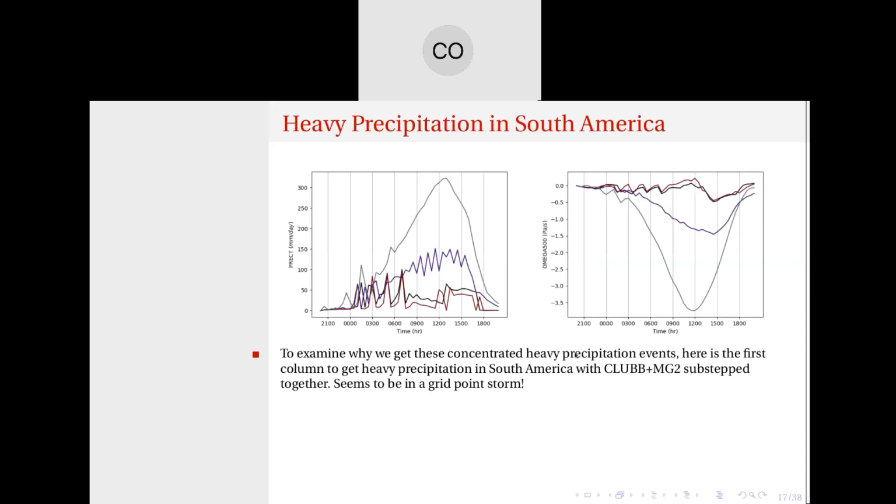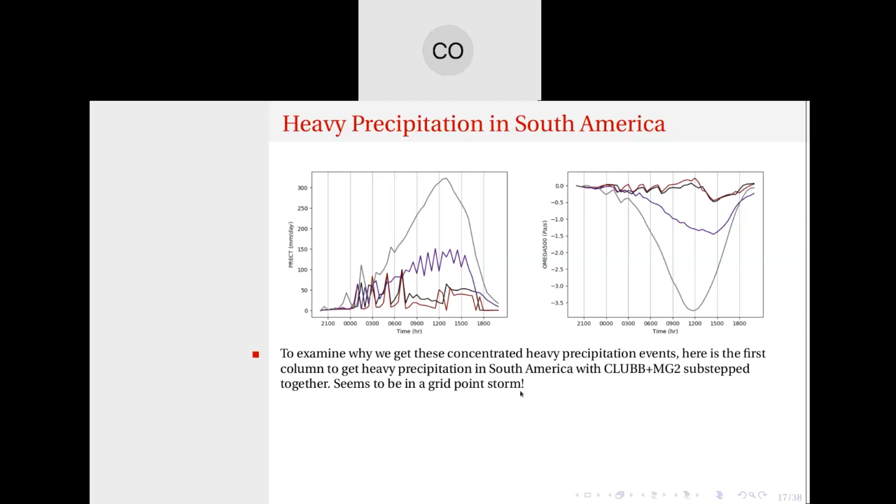To talk a little bit about why we get these concentrated heavy precipitation events and why they seem to be occurring specifically over land, we looked at basically the first column where you get this really heavy precipitation in South America when CLUBB and MG2 are substepped together. And this seems to be what's called in the literature a grid point storm, which are basically these heavy storms that occur near the grid scale. So in this particular case, for most of its lifetime, this is occurring in about a 2x2 set of columns, so a relatively narrow area.